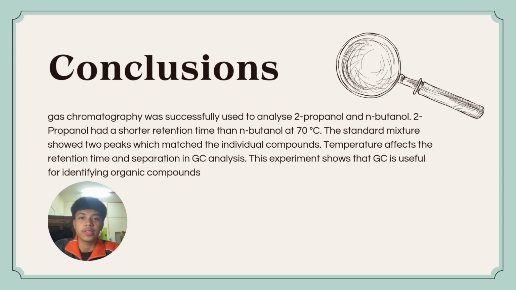In conclusion, gas chromatography was successfully used to analyze 2-propanol and N-butanol. 2-propanol had a shorter retention time than N-butanol at 70 Celsius. The standard mixture showed two peaks which matched the individual compounds. Temperature affects the retention time and separation in gas chromatography analysis. This experiment showed that gas chromatography is useful for identifying organic compounds.